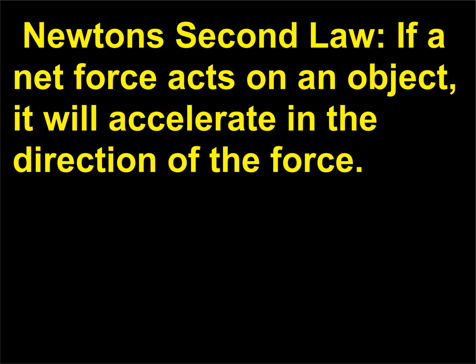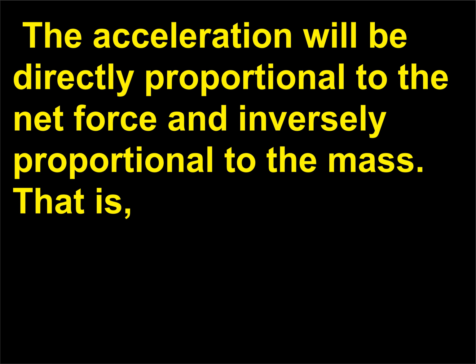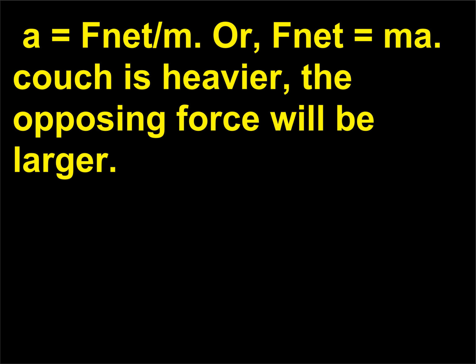Newton's second law: if a net force acts on an object, it will accelerate in the direction of the force. The acceleration will be directly proportional to the net force and inversely proportional to the mass. That is, a equals F_net/m. Or, F_net equals ma.